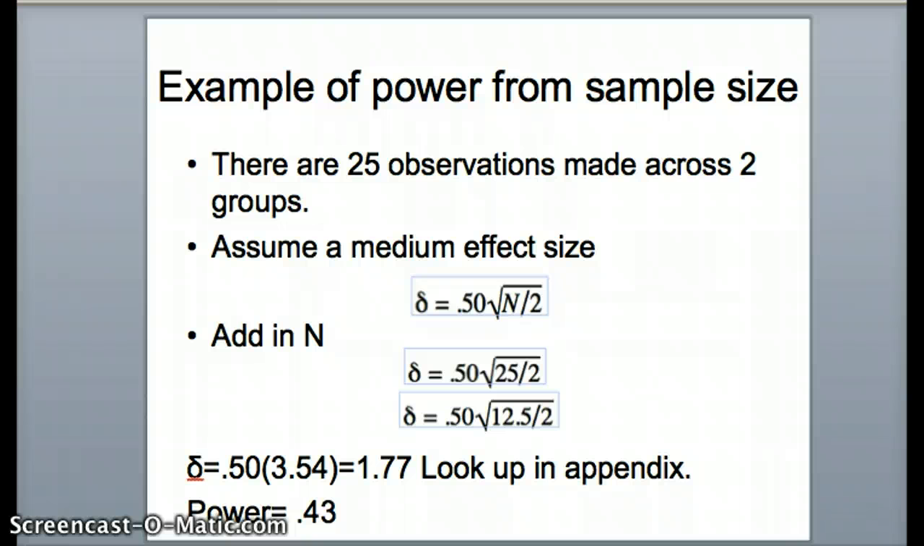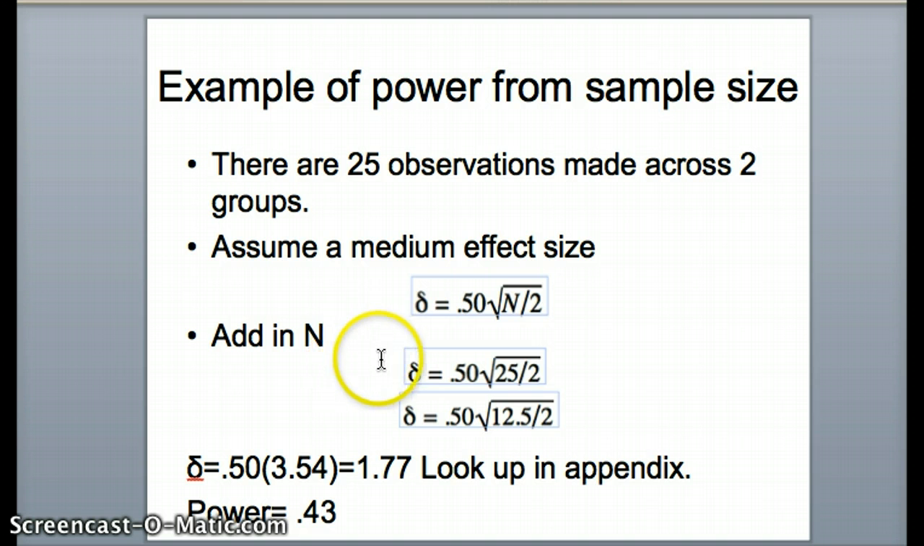And we assume a medium effect size. So the effect size, you could pick any effect size really, but in the absence of actually knowing what the effect size is, often we just go with a medium effect size, sort of the Zen path. So we assume that there's an effect size of 0.50. So our formula now becomes delta equals 0.50, a medium effect size, multiplied times the square root of n divided by 2. Now we add in our n value. So the n, we said the number of observations is going to be 25.